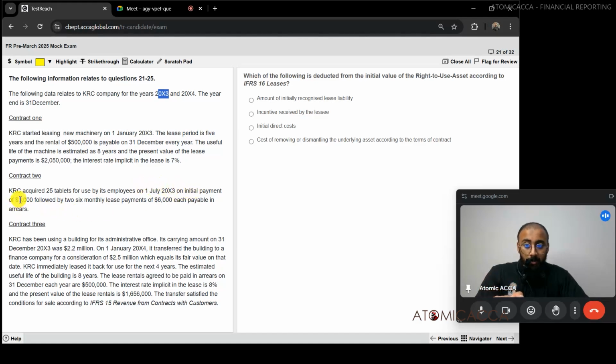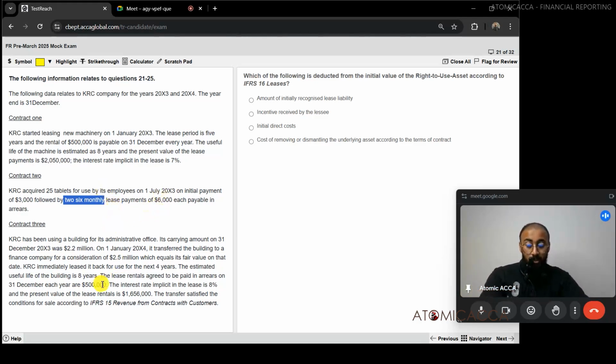On initial payment of $3,000 followed by 6 monthly lease payments of $6,000 each, payable in arrear. So first you pay 3,000, use it for 6 months, pay 6,000, use it for 6 months, pay 6,000. So this is like a 1 year lease, and that too for 25 tablets. So we have to apply the normal rental expense arrangement over here.